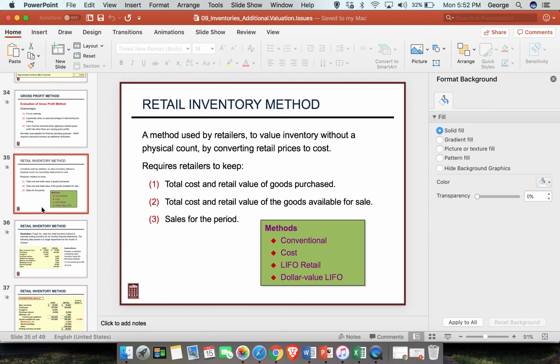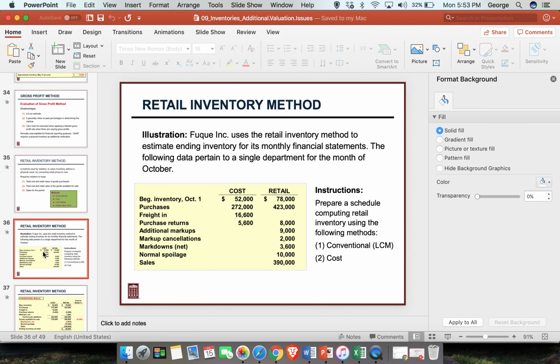All right. So that brings us to the next method, the retail inventory method. Let's use our retailers, usually clothiers, JCPenney. It values inventory without a physical count by converting retail prices to costs. It's kind of similar to the gross profit method, as you'll see. So total cost and retail value of the goods purchased must be kept track of, also goods available, and then sales for the period. All right, so Fuchs Incorporated uses the retail method to estimate ending inventory for its monthly financials. The following data pertain to a single department for the month of October.